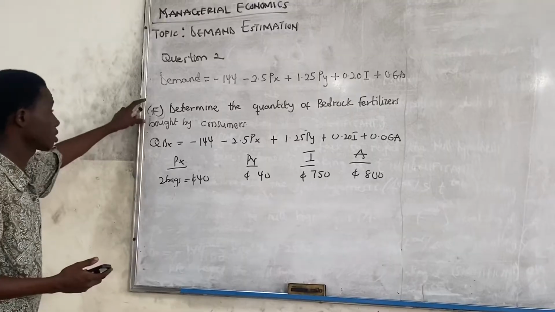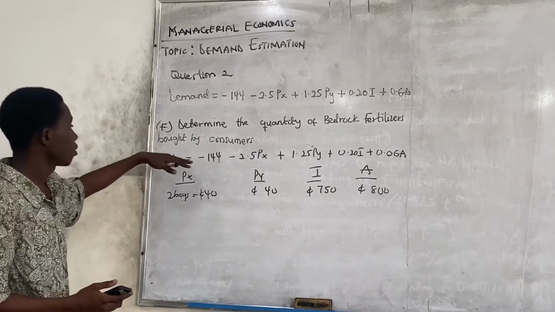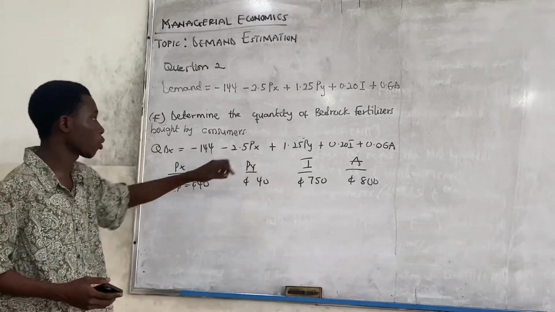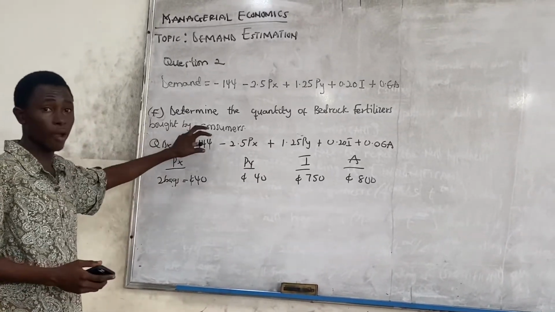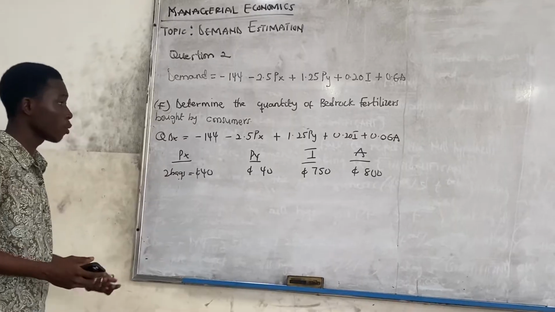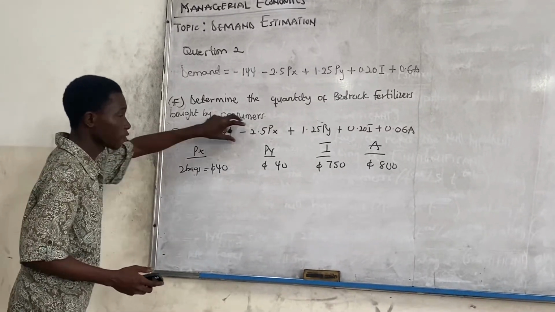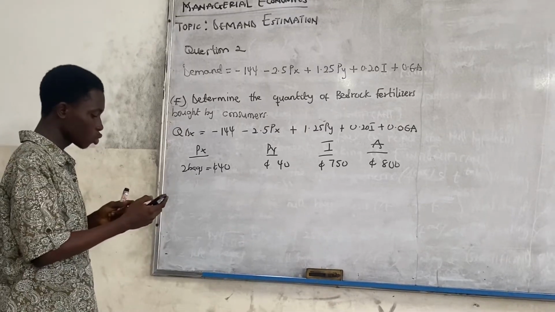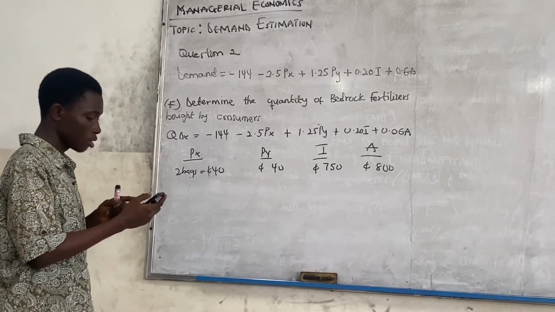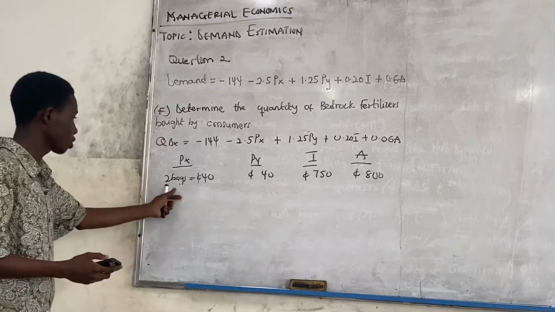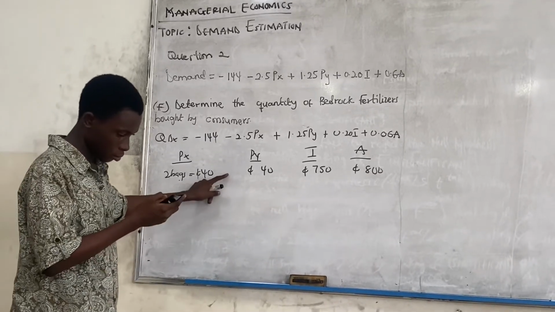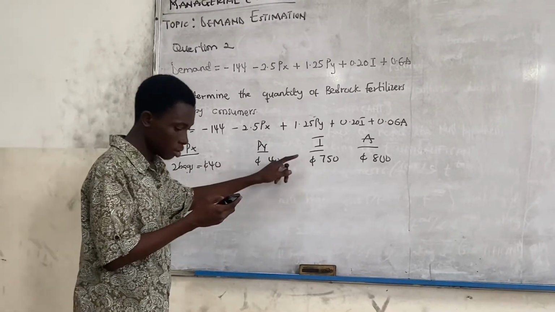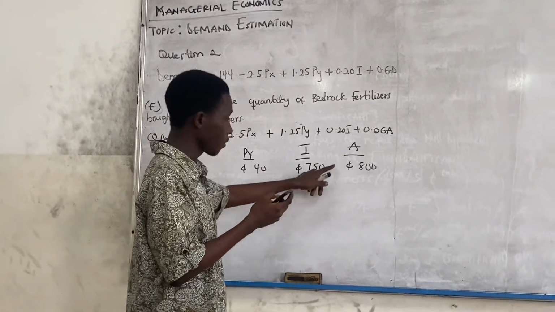Okay. So with the question A, tell me the quantity of bedrock fertilizers bought by consumers. So you have the demand function. You are going to look for what? The explanatory variables or the regressors in the question. Then we substitute them into the demand function to get what? The quantity. So now suppose 2 bags of bedrock fertilizer is sold for 40 cedis. A bag of asasira fertilizer is sold for 40 cedis. Income was 750. Advertising 800.